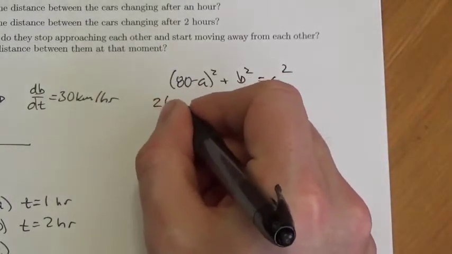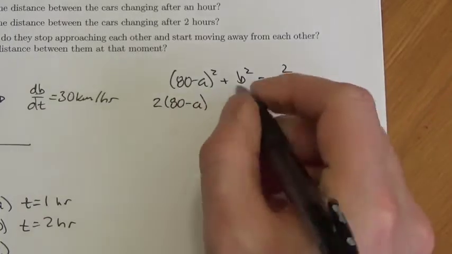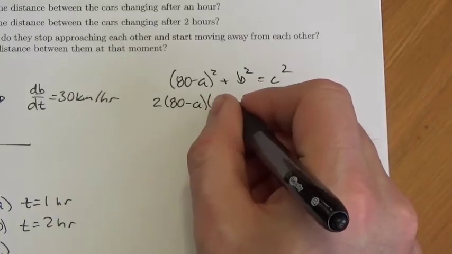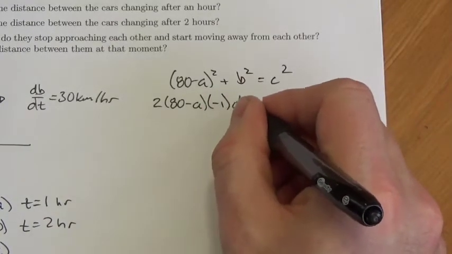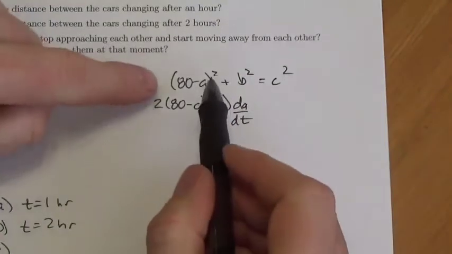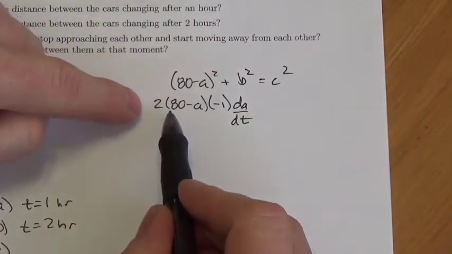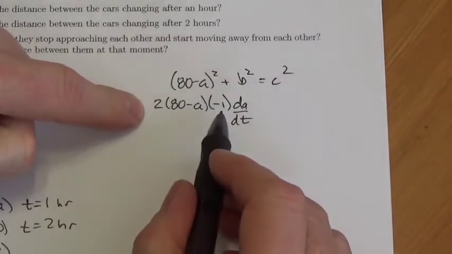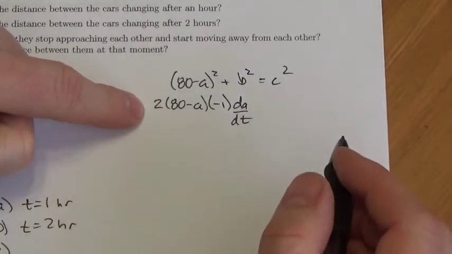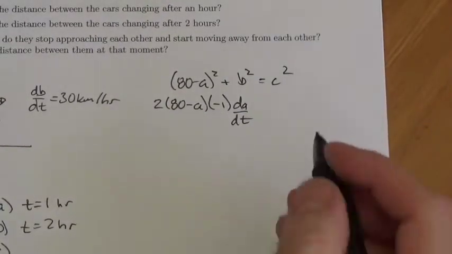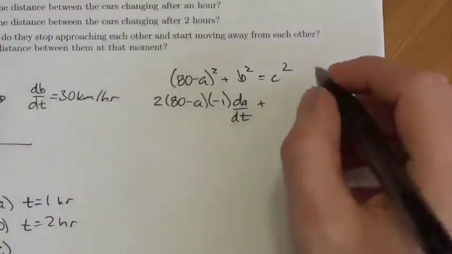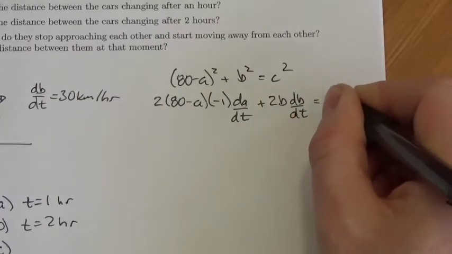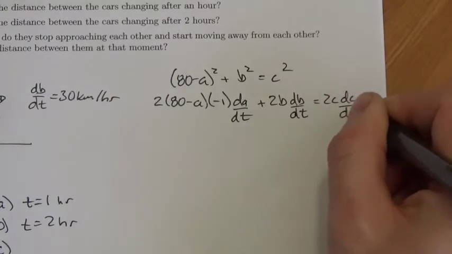So this will become 2 times (80 minus A) to the 1, multiplied by negative 1 dA by dt. So I took the derivative of what was outside, brought down the 2, (80 minus A) to the 1, took the derivative of that negative A, got that negative 1, and then the derivative of A, because it's some function with respect to t. Now the rest of this is a little bit more straightforward. This will be 2B dB by dt equals 2C dC by dt, because these are all changing in time.